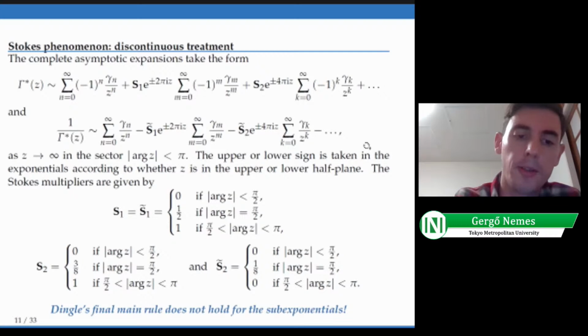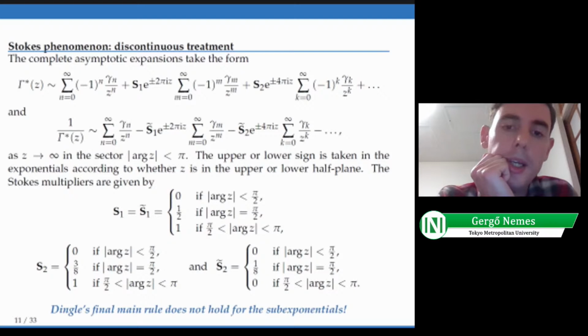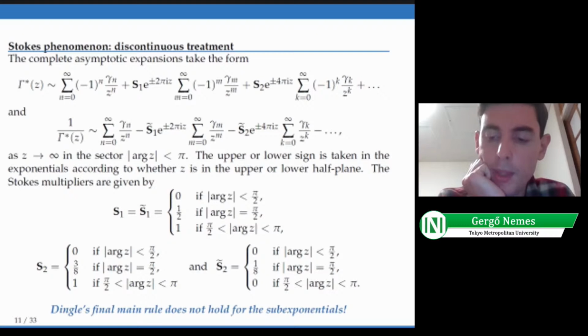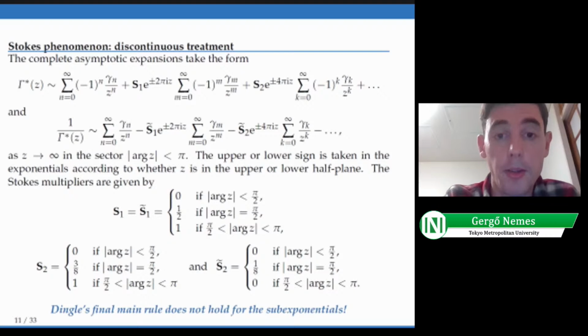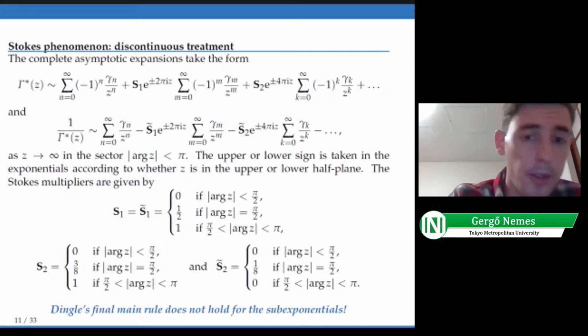Stokes lines alter the behavior of the Stokes multipliers. The next natural question is whether there is a smooth interpretation of this phenomenon. Berry remarks in his paper about the gamma function that the smoothing of the Stokes phenomenon for the gamma function itself has to be more elaborate than that for the logarithm of the gamma function, and one might have to use hyperasymptotics. And he was right, that's what we will do indeed.